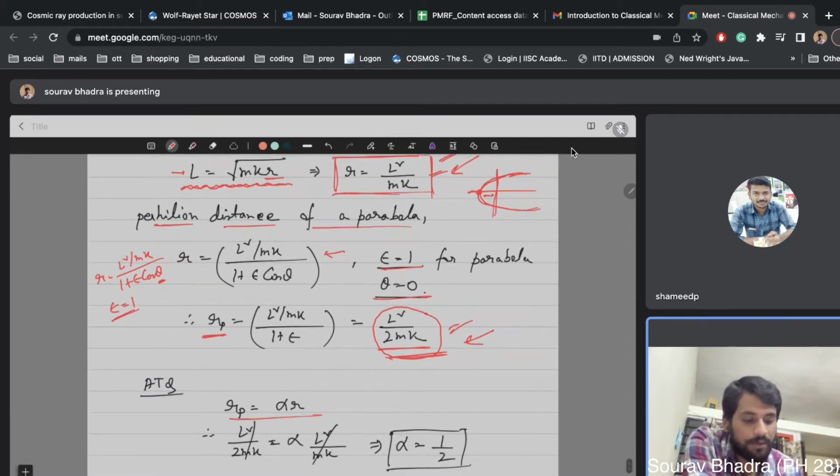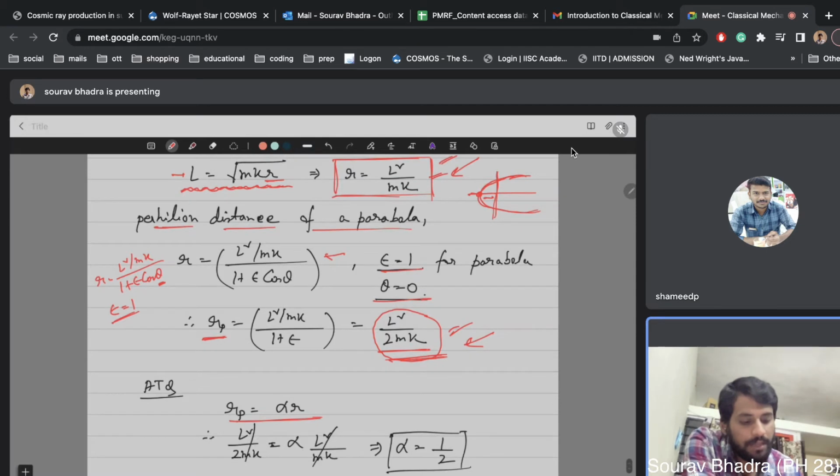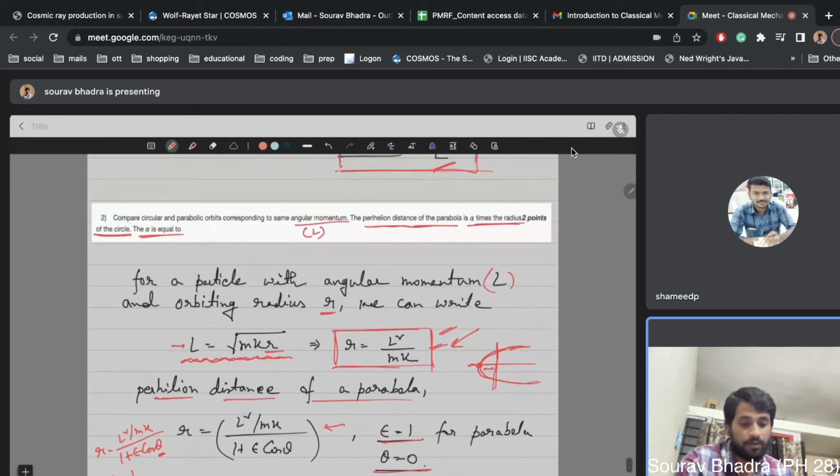So you can see Rp equals alpha R, that means L square by 2 mk is alpha times L square by mk, and L square by mk will be cancelled out. So your alpha will be 1 by 2. So this is the value of alpha which we got from imposing the condition given in our question. You can see the value of alpha equals 1 by 2, and it was one of the options. So that will be the correct option.